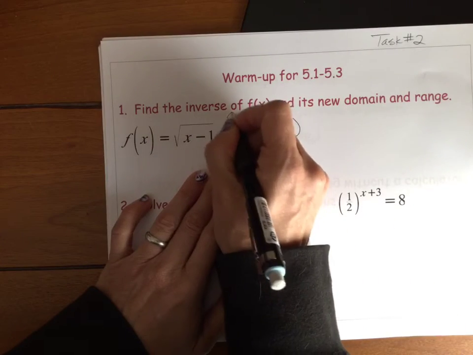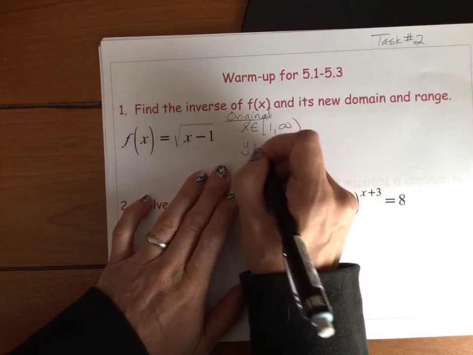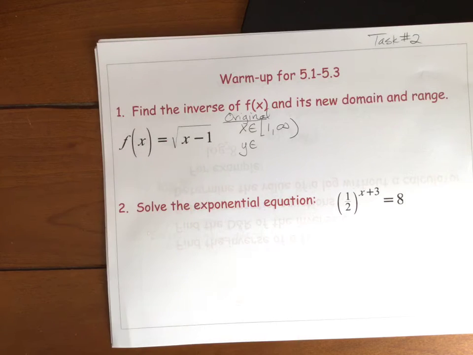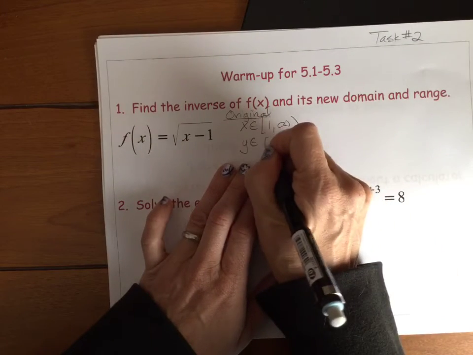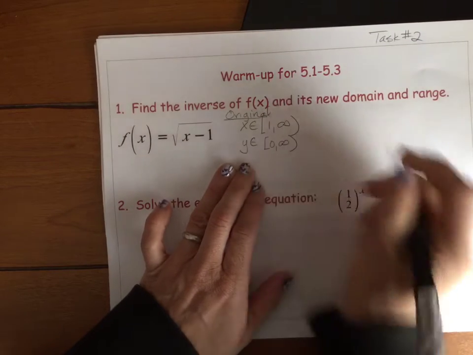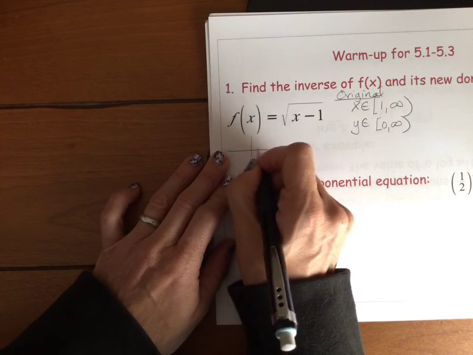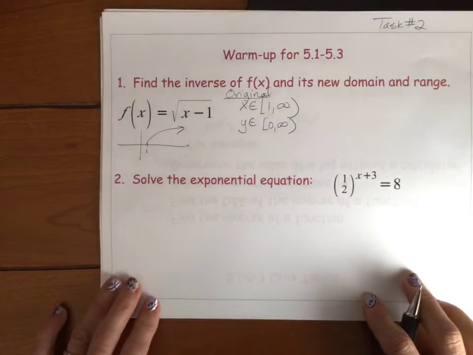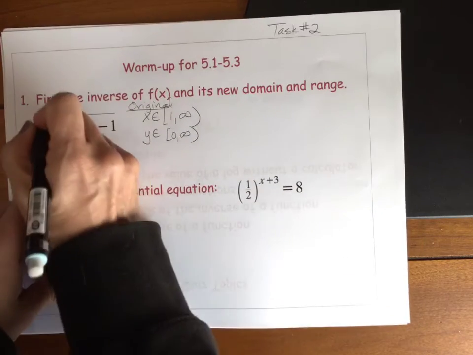And let me put up here too for your notes. This is my original domain and range. If I had plugged that 1 into this equation, 1 minus 1 is 0, and the square root of 0 is 0. So y must be 0 to infinity. And I know that's true because the graph of this looks something like this, where I go over 1 and it's shaped like that.